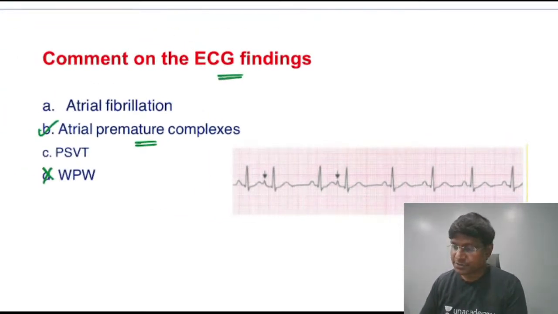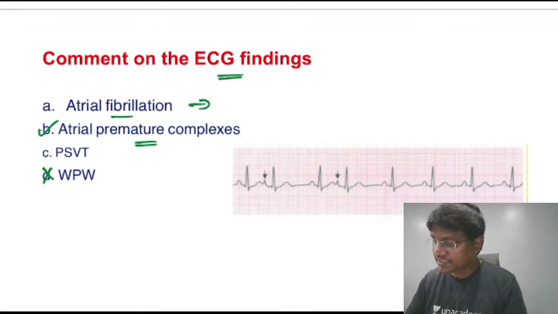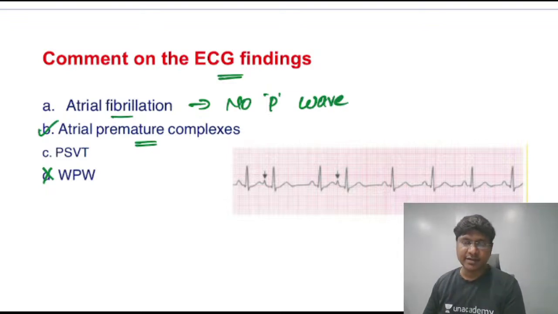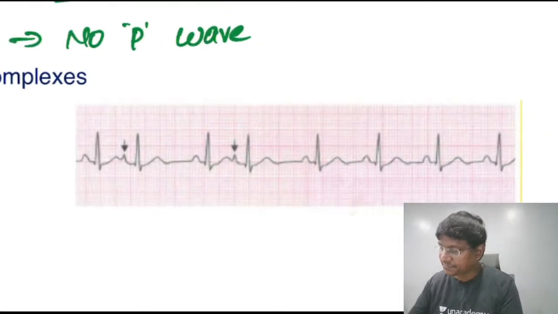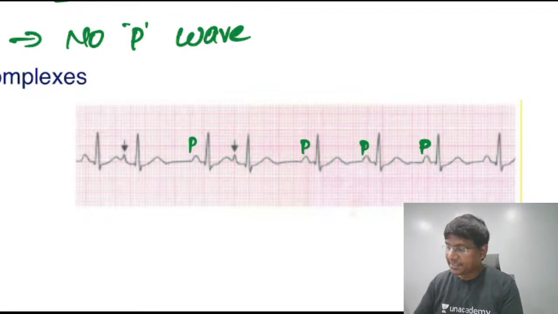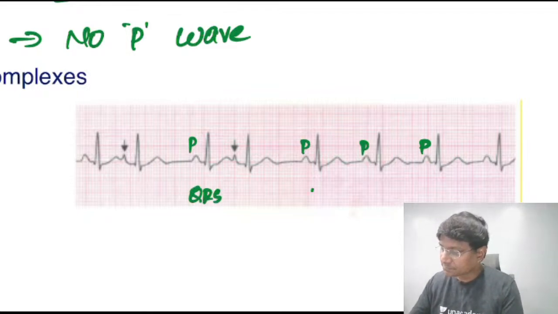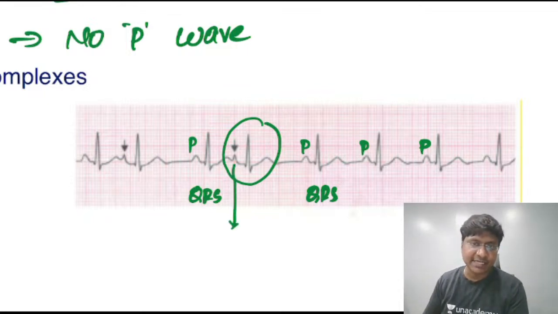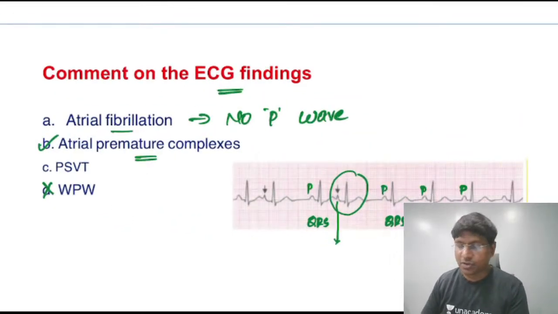Now take all the options. In atrial fibrillation, what is the point? There should not be P waves and the rhythm should be irregularly irregular. Definitely the rhythm is irregularly irregular, but you have the presence of P waves. See, this is a P wave, this is a P wave, this is a P wave, and this is a P wave. But in between the complexes, you have an intermittent atrial ectopic. How can you tell it is an atrial ectopic? Because the P wave is abnormal. That tells you it's an atrial ectopic, which is nothing but atrial premature contracture.